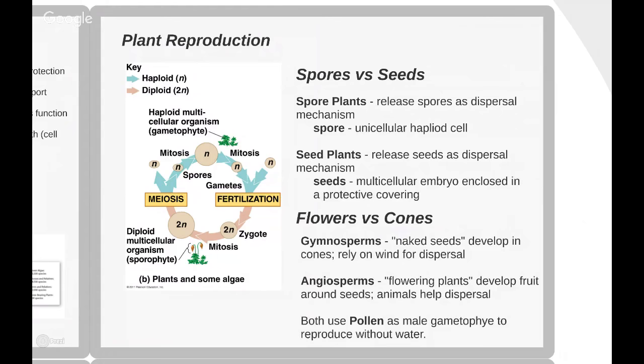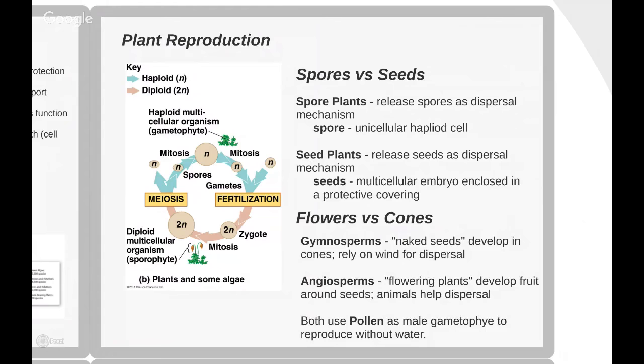Seed plants, on the other hand, release seeds as their dispersal mechanism. Seeds are multicellular. They have an embryo enclosed, so the plant has already started to grow. That sporophyte plant has already started growing inside the seed, and it has a protective covering along with a food source for that growing embryo. Seeds can remain dormant for long periods of time, which allows them to land in maybe an unfavorable spot, wait, and then grow when conditions are better.